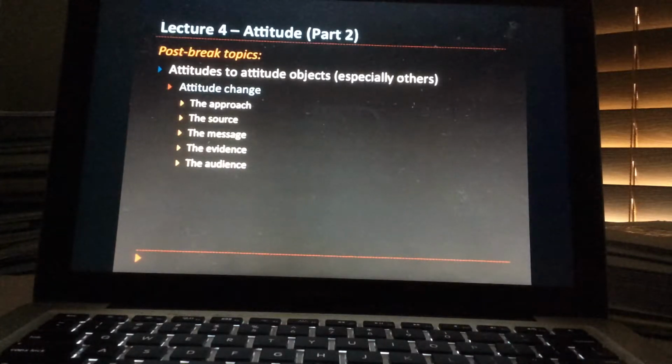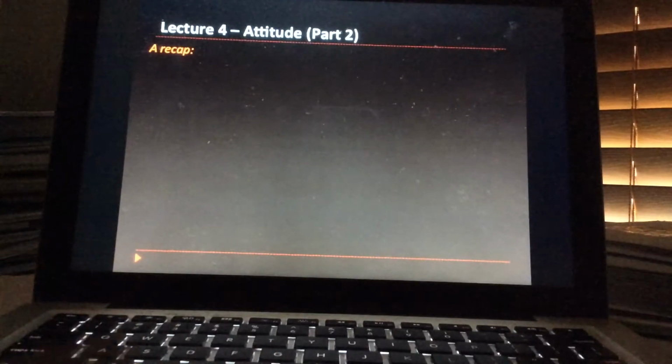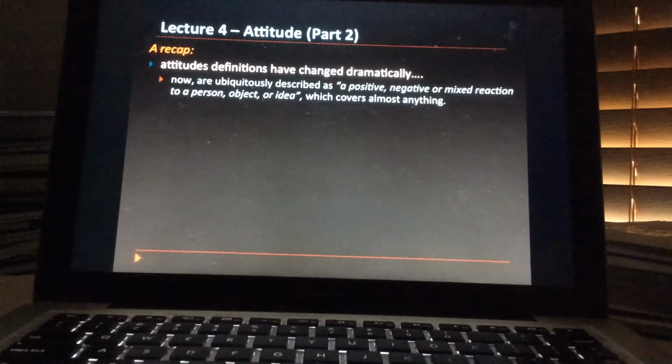Okay, part three of this week's lecture on attitudes and persuasion. So we're up to the section on attitude change, which is going to be the section on persuasion. Just a quick recap, we're going to be talking about the approach, the source, the message, the evidence, and the audience, and how at any one of these five points, that's where we can start to look at ways of informing attitude change.